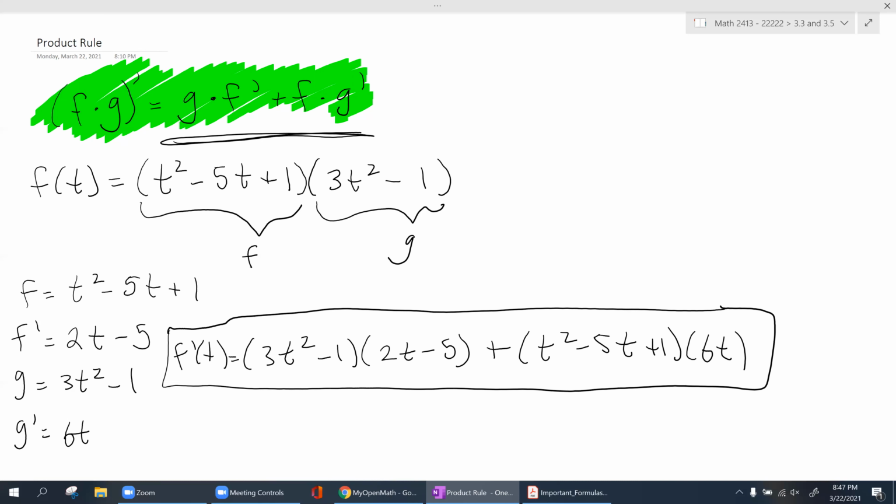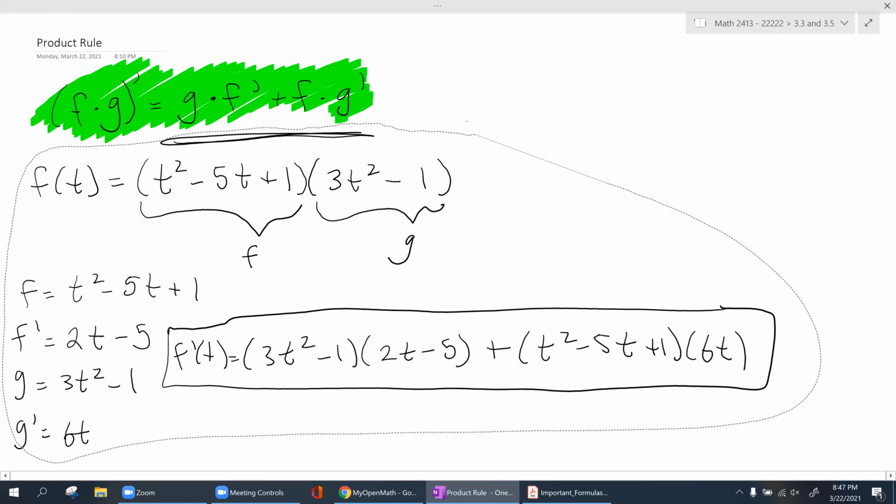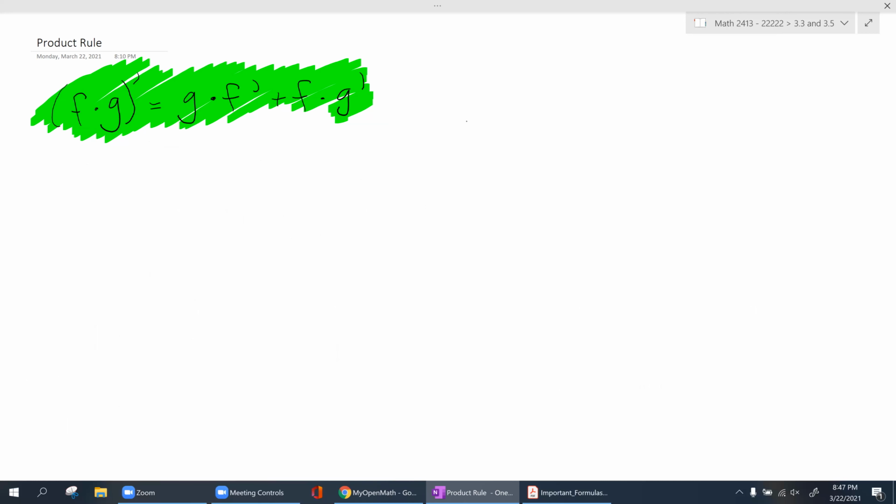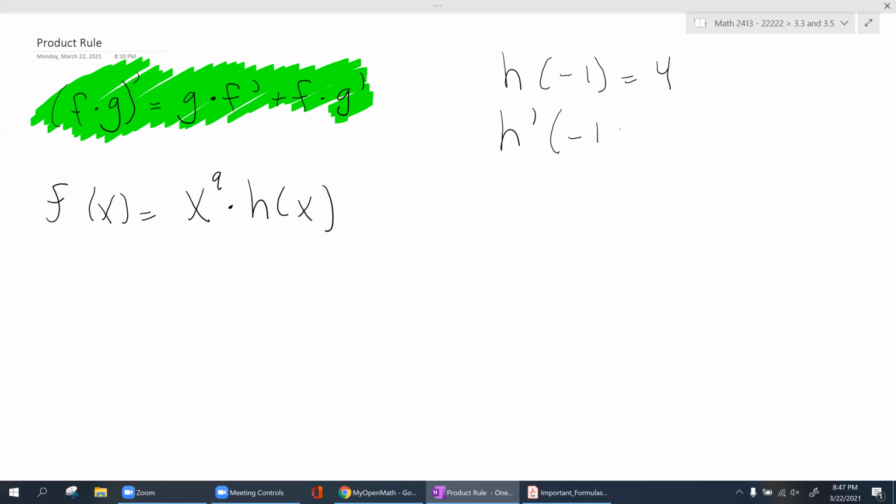I'm going to do a conceptual problem that I hope helps. Let's just say you're given f of x is x to the 9th times another function, and you're told that h at x equals -1 equals 4, and h prime at x equals -1 equals 7, and they want you to simplify this.